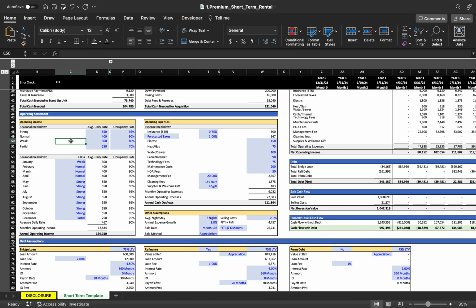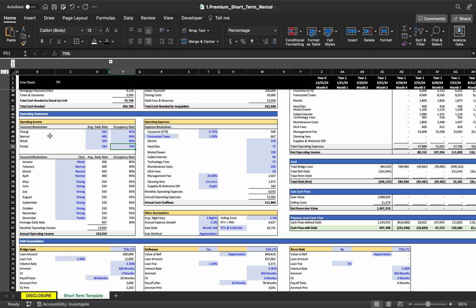So because this is a short-term rental, we've given you the flexibility to break down the seasons in 4 different categories. We label them strong, normal, weak, and partial. But essentially, it's what are your 4 seasons, best to worst. And you can assign each season an average daily rate, so the average dollar per night for the unit. And then what is the average occupancy rate for that month that lines up with the season, right? So strong, we have 95% occupancy rate. Partial, we have 70%. And you can fill in the gaps based on your specific scenario.